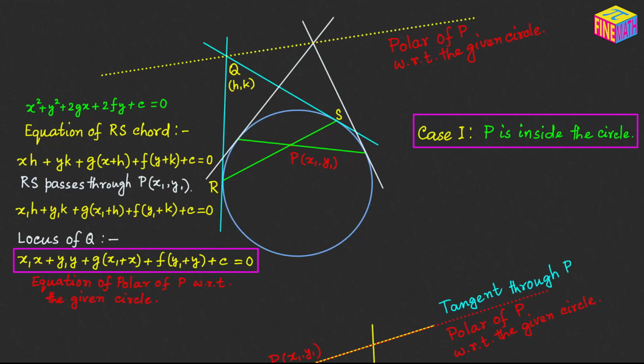So in this case, please note that point P is a given point. That means you will be provided with the coordinates of the point P, and also you will be provided with the equation of the circle because it's a given circle. So the equation of a polar can be determined only when we have been provided with the equation of the circle and the coordinates of the point P.